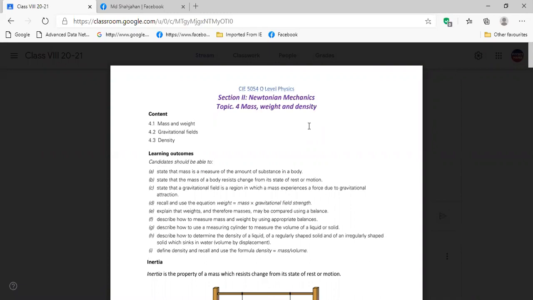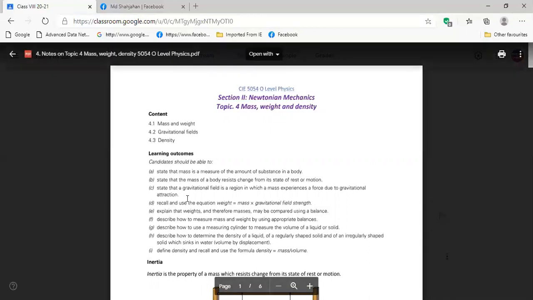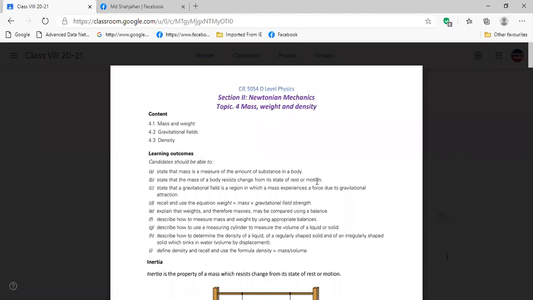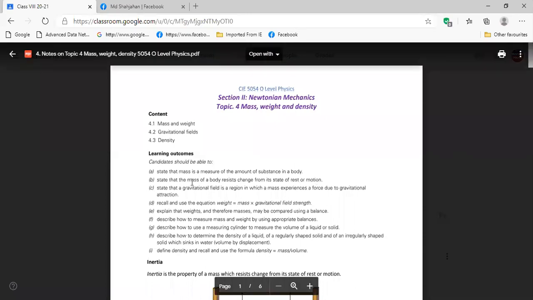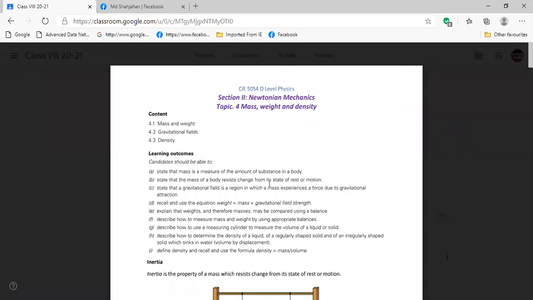So if you look at the learning outcomes, you see that most of the things are familiar to you, right? Yes. I only see that only learning outcome B is new for you. That is inertia, right? Defining mass in terms of inertia. That one.